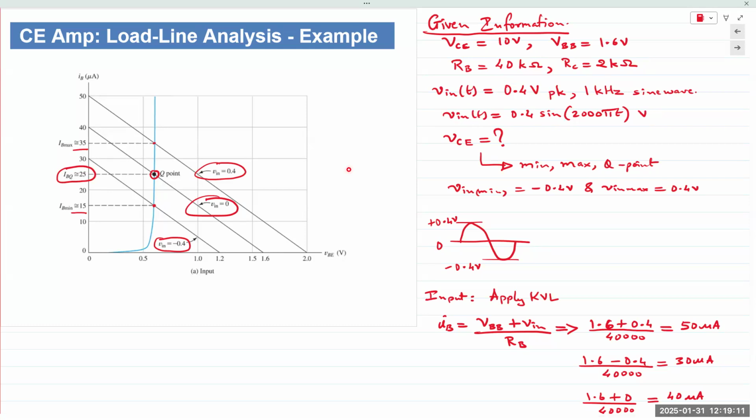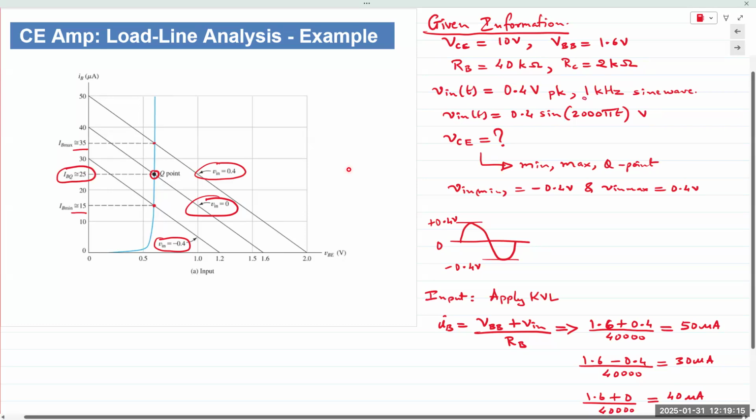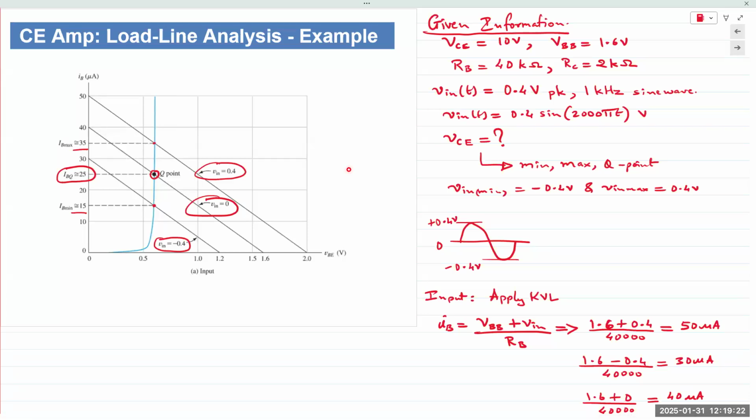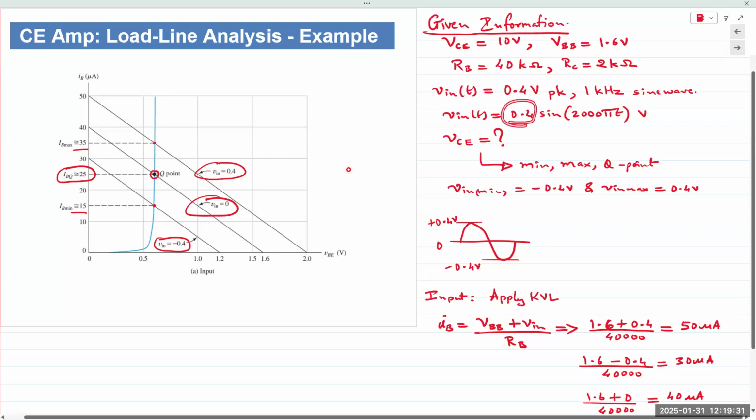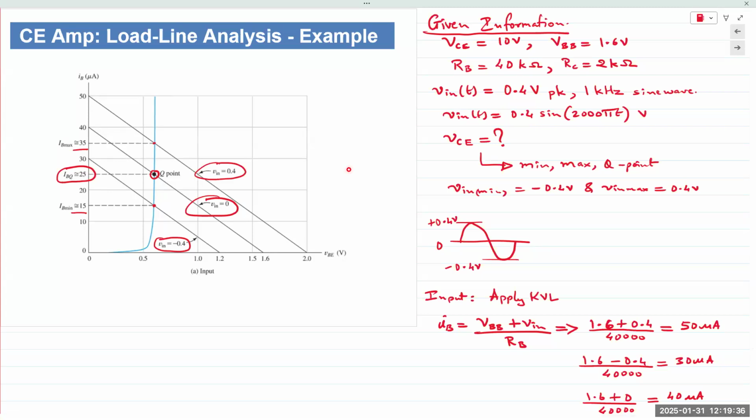Frequency f is omega over 2 pi, so 2000 pi divided by 2 pi, you get 1 kilohertz. Frequency is irrelevant, right? The signal does not affect the frequency. Only the magnitude and the phase are affected. So this is of importance right here, 0.4. Remember EE201: v of t is VP sine omega t.